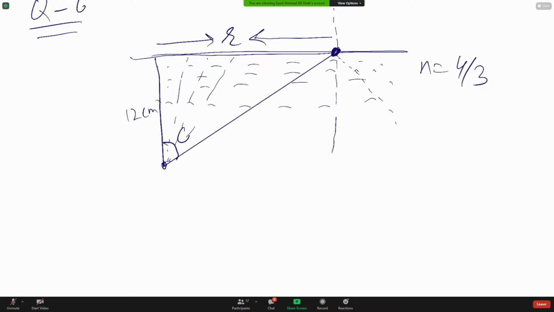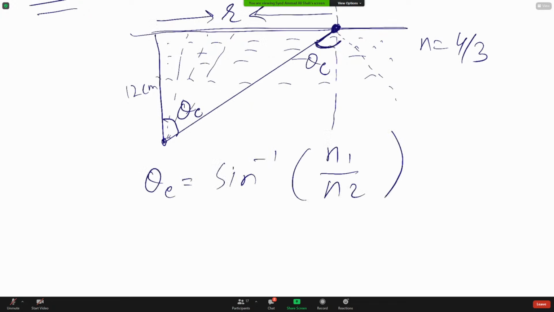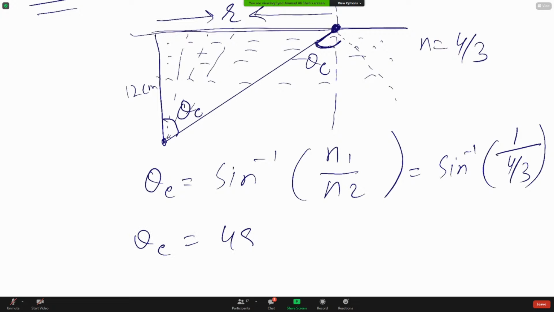So your theta c is sine inverse of n1 over n2, which means sine inverse of the lighter material's refractive index divided by the denser material's. So your theta c is equal to 48.75 degrees.